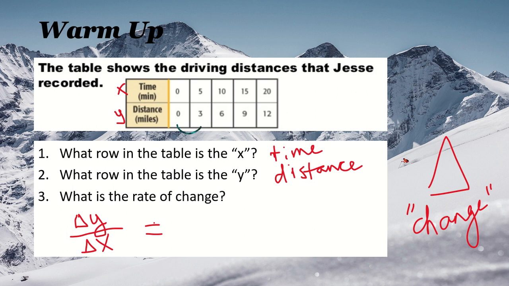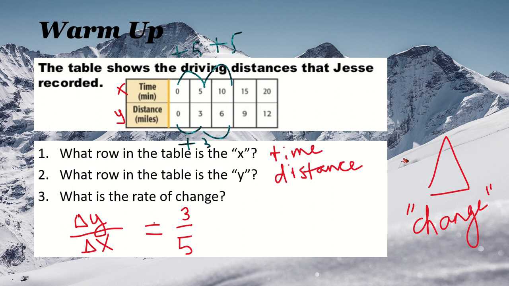What is happening in the y? We are going up by 3, it looks like. And what's happening in the x? We are going up by 5. Just want to make sure that in all the rows, it's the same thing that's happening. So up by 3, so we write positive 3 over x, which is up by 5, so that's a positive 5. And it's just 3 over 5.